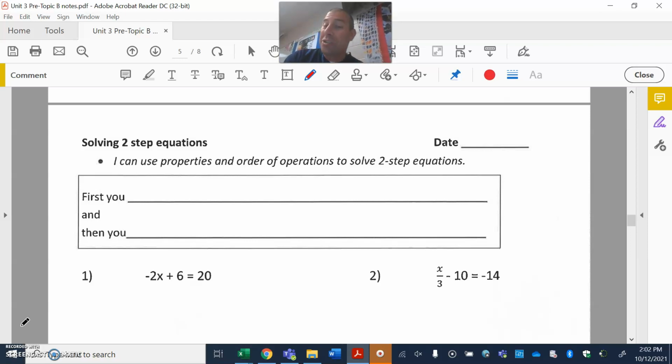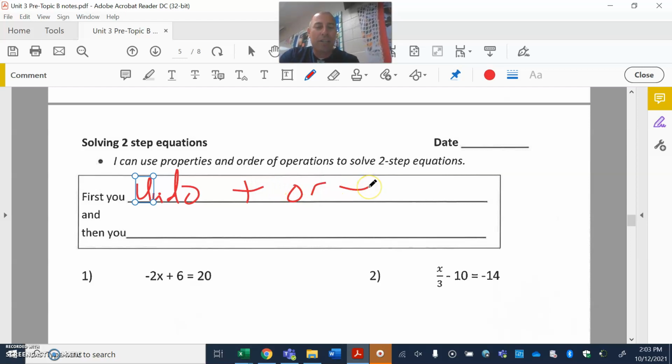So because we're undoing, it's a lot like opposite order, which means opposite order of operations. Normally we would do multiplication and division first and then addition and subtraction. But since we are undoing, first we're always going to undo addition or subtraction, and then you undo any sort of multiplication or division. All right, let's show you what we're after here.